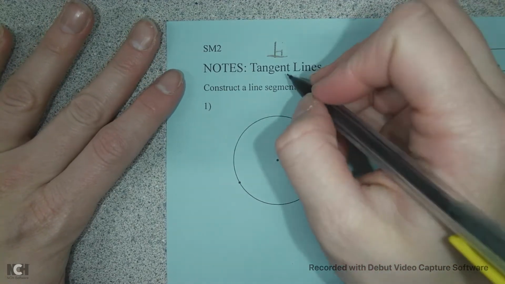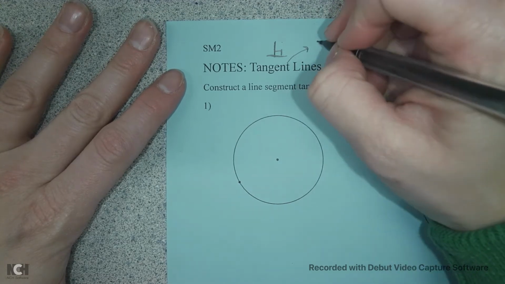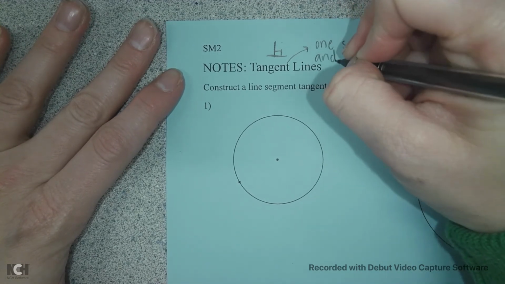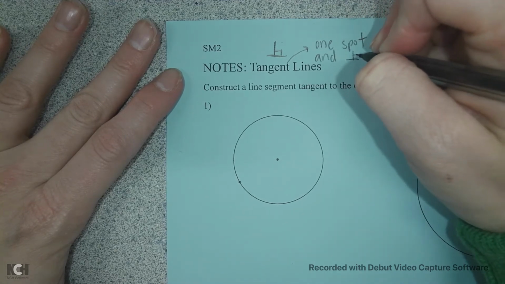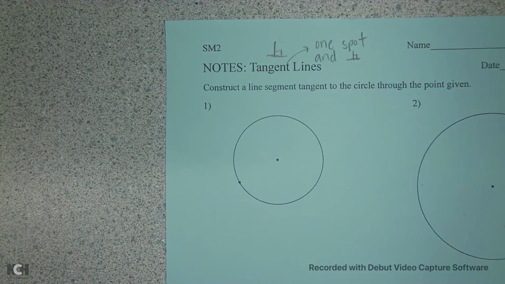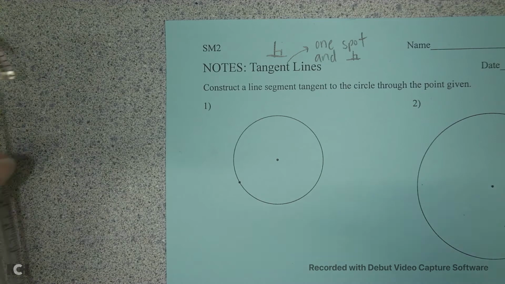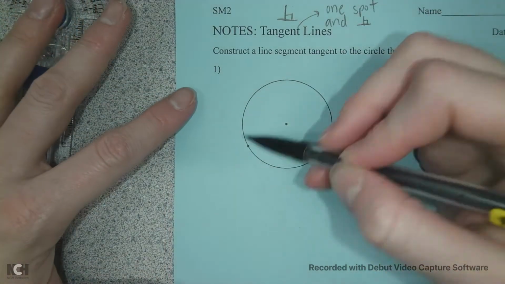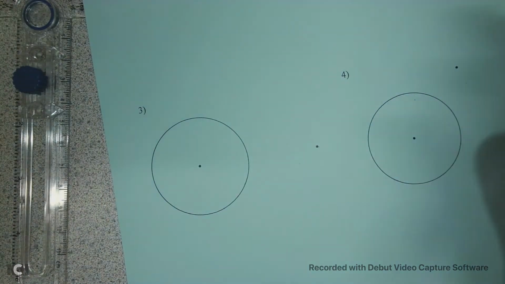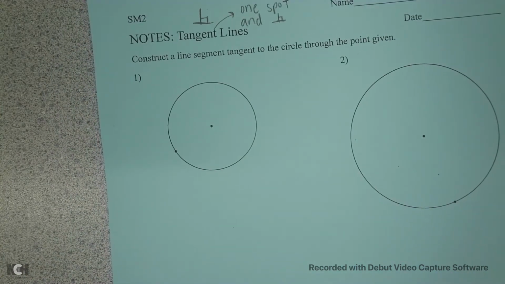Well, tangent means touching at one spot, and perpendicular, so at a 90-degree angle. So we're going to draw lines to our circle. Now you have two different options. You have the lines with the dot that's on the circle, and then sometimes the dot is not on the circle. Okay, so we're going to do two different types of constructions for tangent lines.